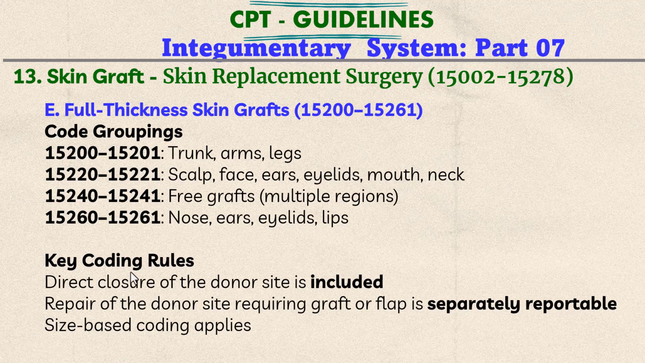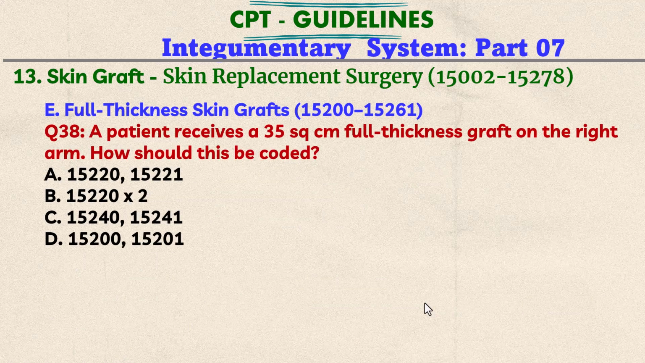Key coding rules are direct closure of the donor site is included. Repair of the donor site requiring graft or flap is separately reportable. Size-based coding applies. So let's see some examples. A patient receives a 35 square centimeter full thickness graft on the right arm. How should this be coded?